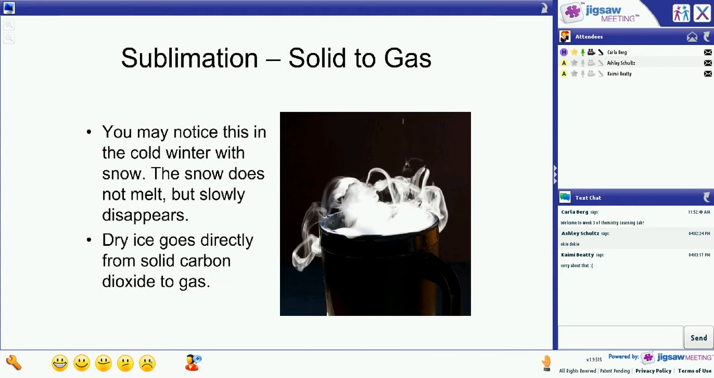You may notice this in the cold winter with snow. The snow doesn't melt, but it just slowly disappears. Or dry ice is another example that goes directly from solid carbon dioxide to gas. Okay, if you've ever had dry ice, it's kind of fun to watch. If you put it in a bowl, it will just turn into the gas. You never will have any liquid at the bottom of your bowl. It will just be gone.